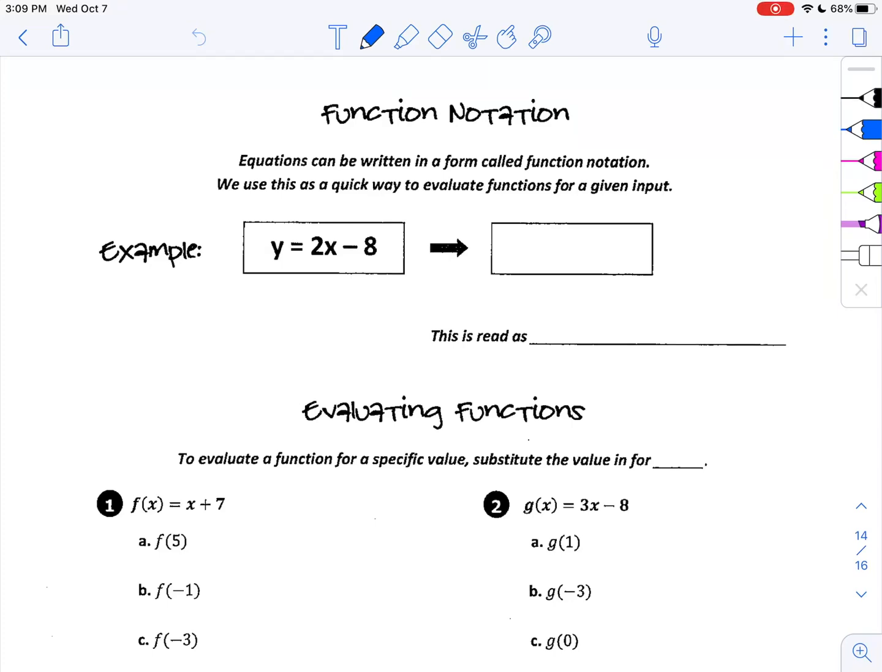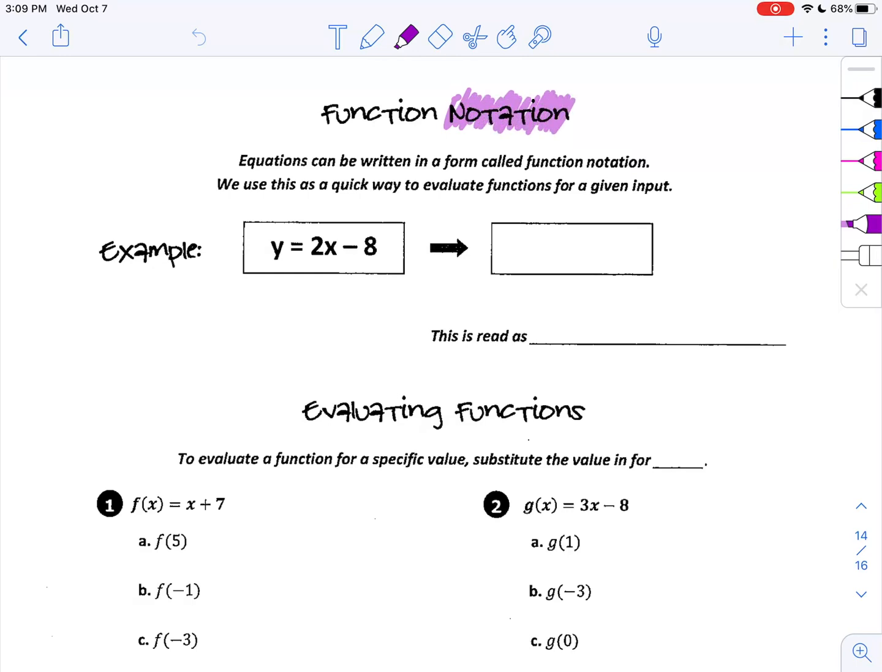In this lesson, we're going to be talking about how to evaluate functions. Evaluating functions is a topic that you've done before, but since we know the difference between a function and a relation now, we can focus on evaluating just functions. And the way that this is different is because of function notation.